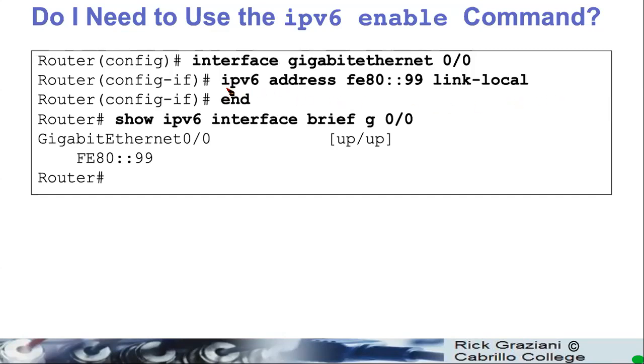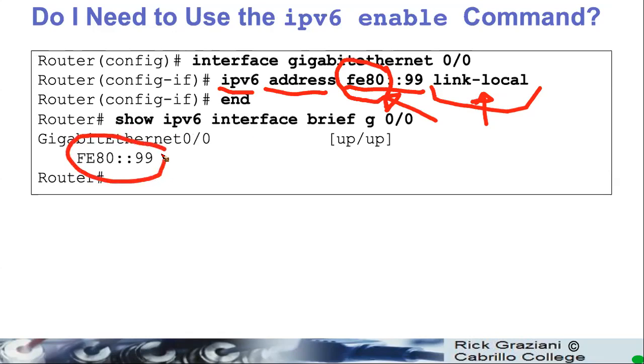If I wanted to manually configure a link local address on this interface, I say IPv6 address, and I give a link local address. How to know it's link local? FE80, then all zeros 99. And you actually have to say link-local. Although the operating system knows this is a link local because it's FE80, they require you put this parameter at the end so you know that you're creating a link local address. And if we take a look at show IPv6 interface brief, we can see our address right there.